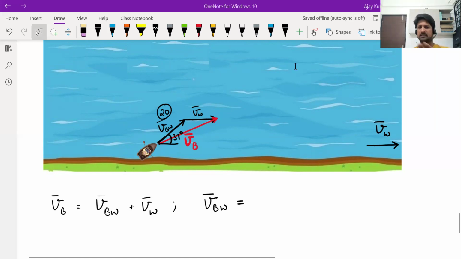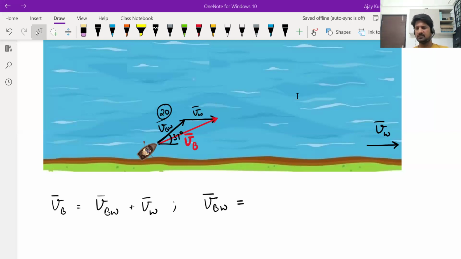Magnitude 20, angle with x-axis is 37 degrees. So how do you calculate the component? Okay, fine. Saket, tell me the components. Sir, in the x direction, it is going to be VBW cos theta, sir.